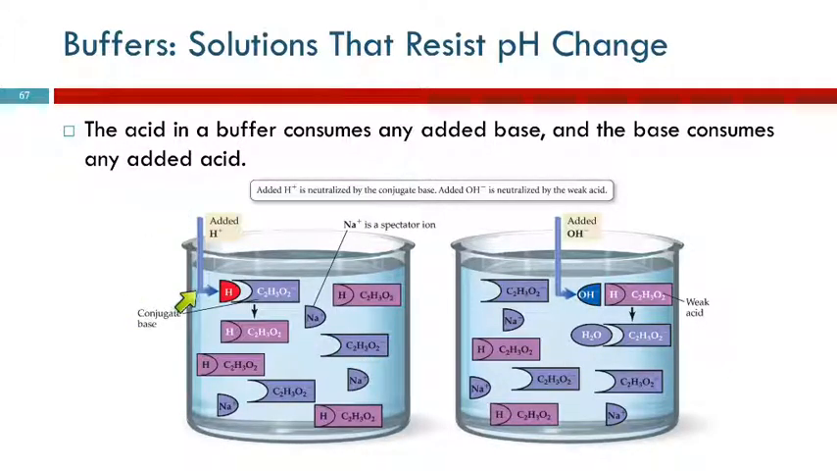So if we add hydrogen ion to this solution, the hydrogen ion can react with the conjugate base, the acetate ion, and form acetic acid that neutralizes that hydrogen ion. If we add hydroxide ion to this solution, it can react with the weak acid, forming water and the conjugate base, and the hydroxide ion has been neutralized. And so the pH is affected very little, if at all.